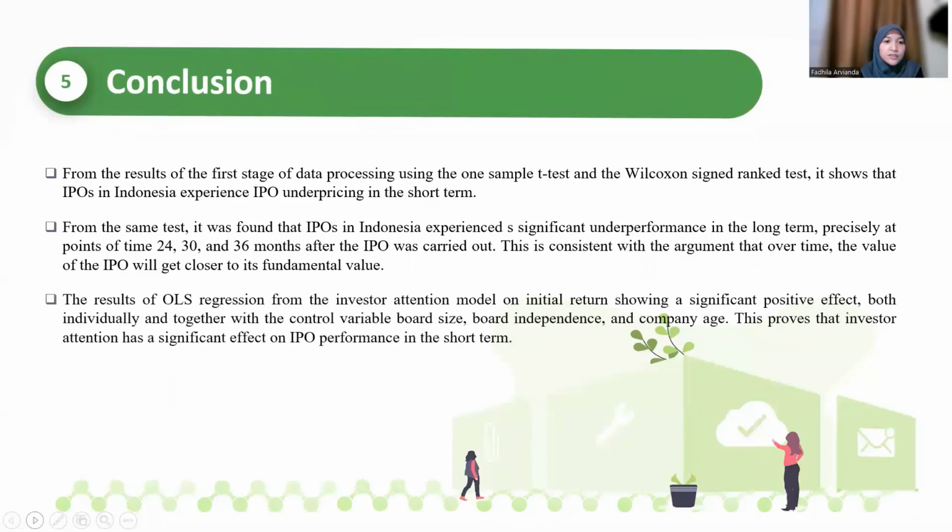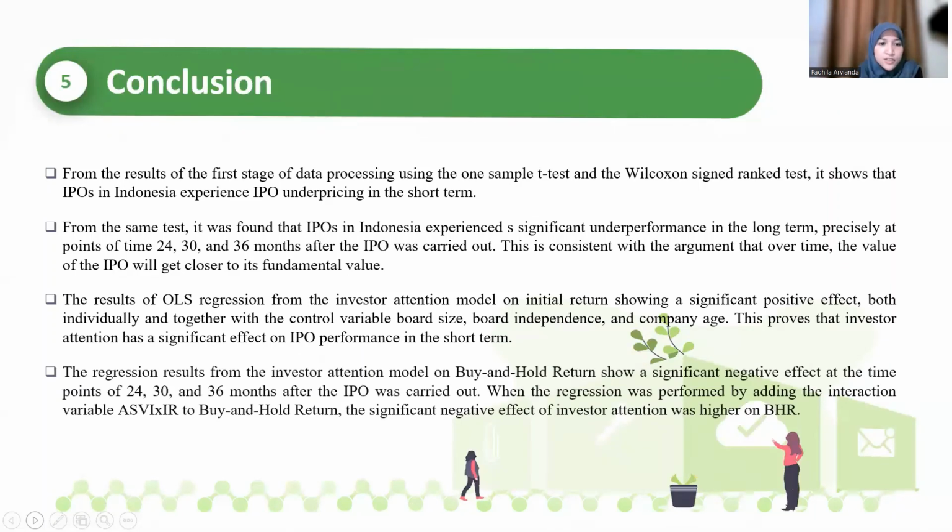The result of the OLS regression from the investor attention model on initial return shows a significant positive effect, both individually and together with the control variables board size, board independence, and company age. This proves that investor attention has a significant effect on IPO performance in the short term. The regression result from the investor attention model on buy and hold return shows a significant negative effect at the time points 24, 30, and 36 months after the IPO was carried out.